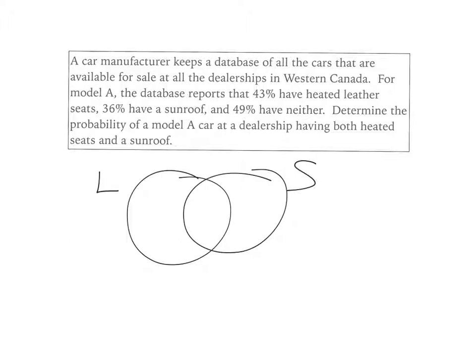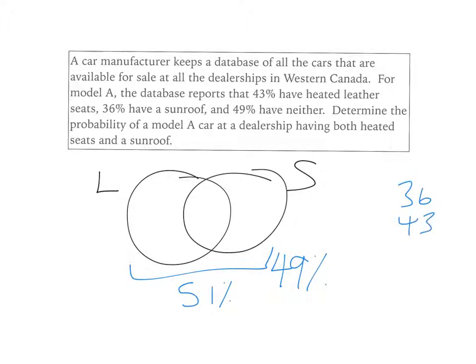Determine the probability of a Model A car at a dealership having both. Okay. Easy peasy. So 49% have neither, so I put that out there. So that means my middle part has to add up to 51. Okay, so I have 36 and 43, which makes 79. So that's quite a bit more. Okay, I have 28% extra there. So 28 goes in the middle.